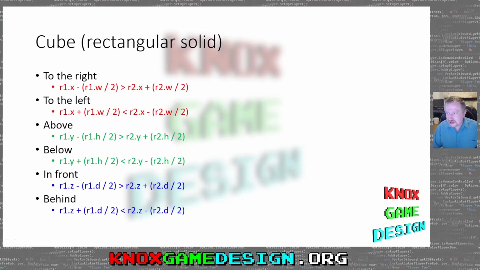So here are all the conditions. We're going to use a rectangular solid, R1, and another one, R2. They'll have properties X, Y, and Z for the center point. And as I mentioned on the other slide, they have a width, height, and a depth. So these are the conditions that determine whether it's to the right, to the left, above, below, in front of, or behind. I'm not going to read all that, but basically you're just checking the top bound and the lower bound of the two rectangular solids, or the left of one rectangular solid and the right of another one, if it's less than or greater than.